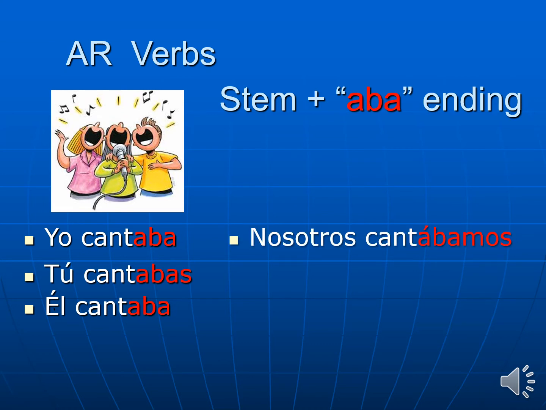Nosotros cantábamos. Notice the accent on the first A of the ábamos. Nosotros cantábamos. We were singing or we used to sing. Ellos cantaban. They sang. They used to sing. They were singing are the different ways that we can translate the imperfect past tense.